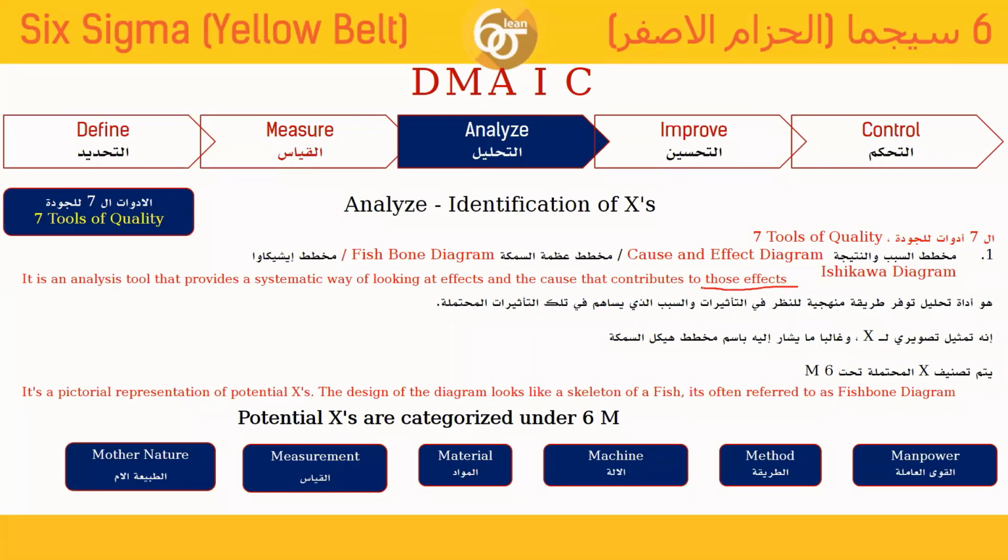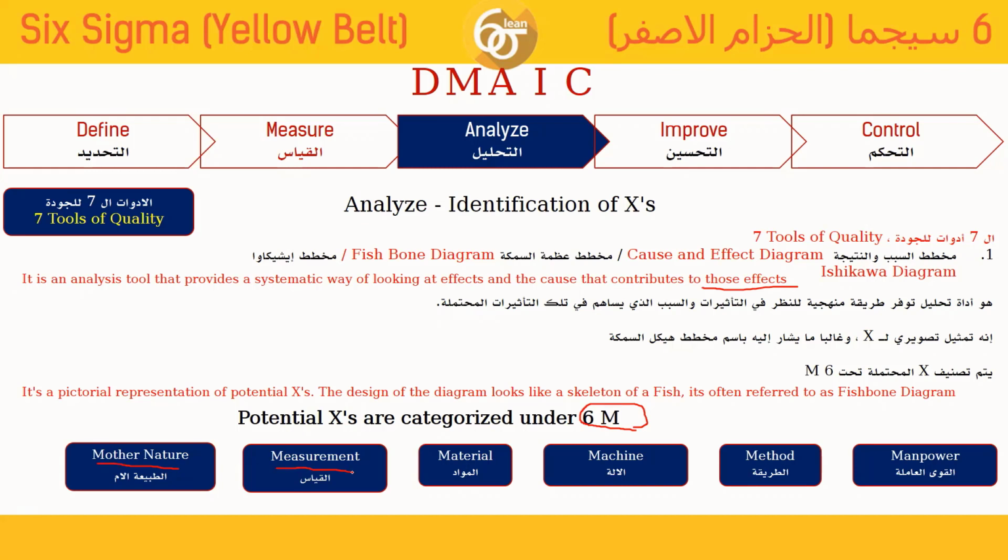By this way, we will not understand. Okay, we will explain it in the Excel sheet. But first of all, we need to know what the 6M is. The potential Xs are categorized under 6M. When you are using the fishbone diagram, the potential X has to be one of these 6Ms. What do the 6Ms mean? 6Ms means the mother nature.